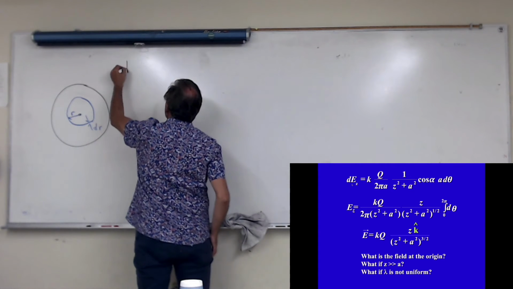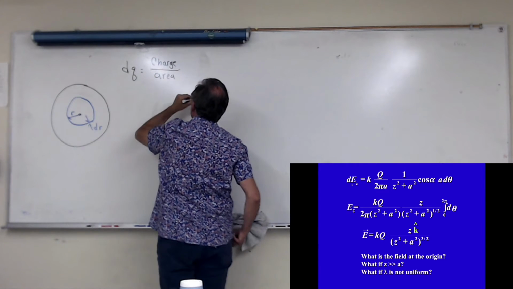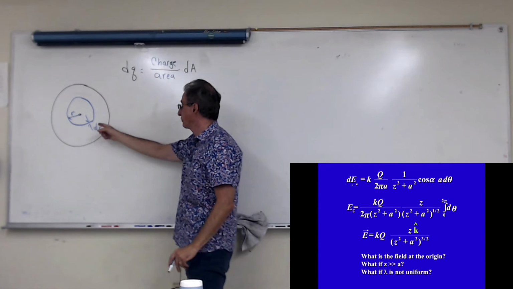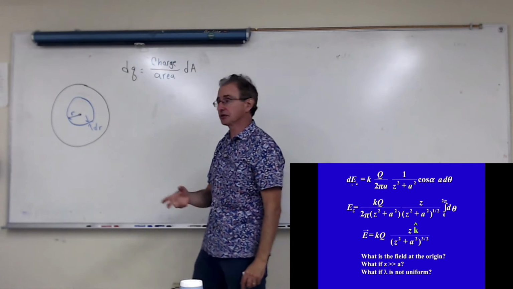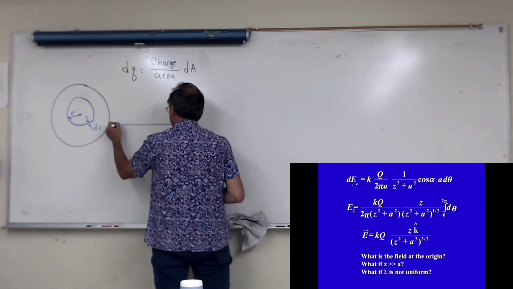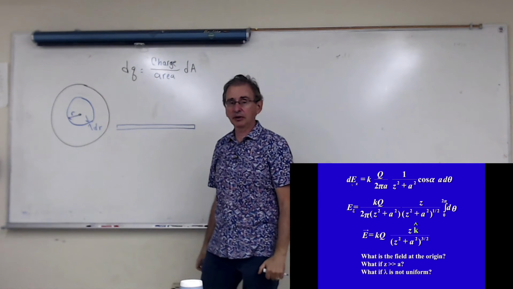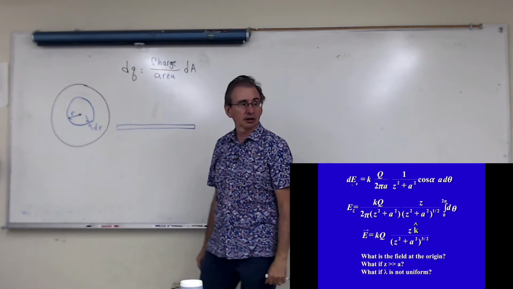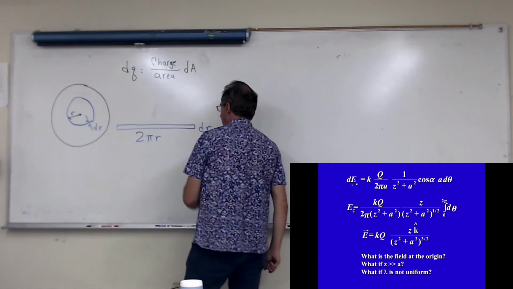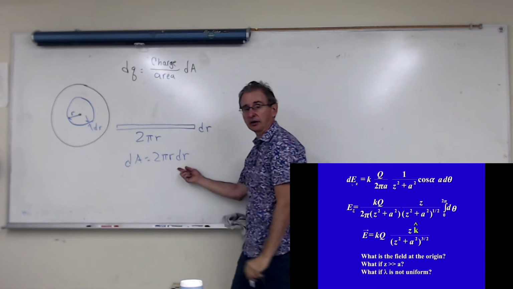And so my dq is going to be my charge per unit area times an area, whatever that element of area is. So I need to figure out what the element of area is for this little ring. Imagine I took a pair of scissors and I cut all the way around it, and I was able to straighten that out. What would be the length of that piece if I cut this all the way out and made it straight? Well, it would be the circumference of this circle. Its thickness is dr. Area is length times width. Notice if you integrate this with respect to r, you get pi r squared.